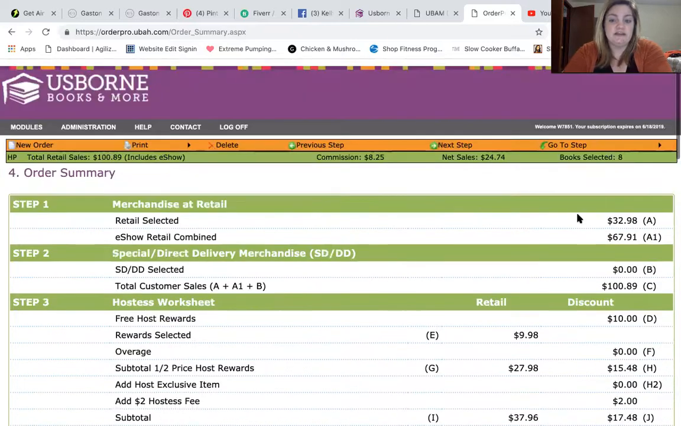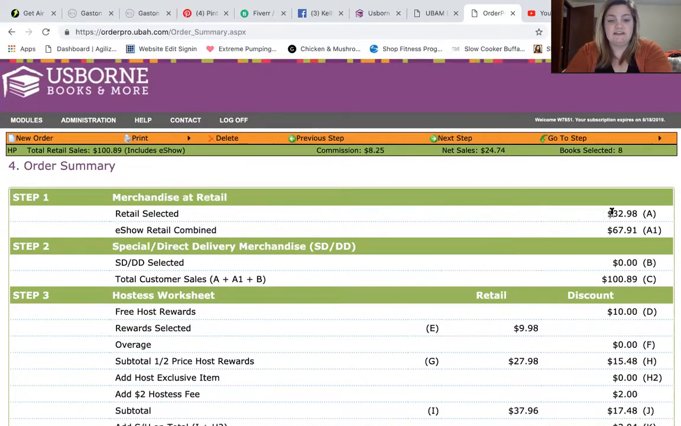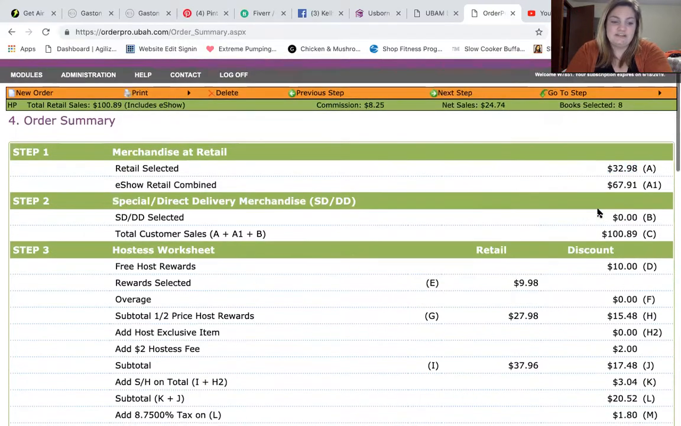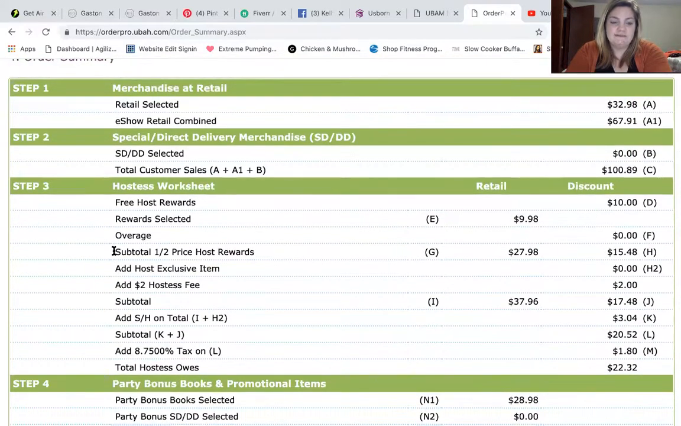Now the breakdown, they did add some retail. So right here at the top, step 1, this first one, this is the retail that they're paying. So that's the full retail. Next, I'm going to look at half price, which is in step 3. And you can see right here, it says subtotal half price host rewards. Way over to the right, $15.48. That is what they are paying for their half price rewards. So you put that there.